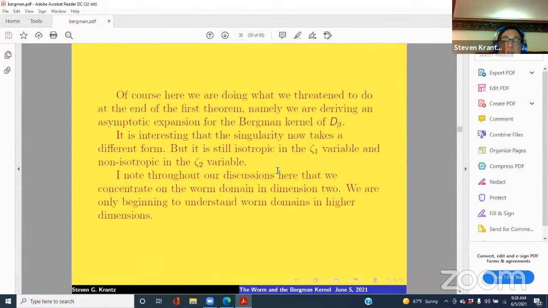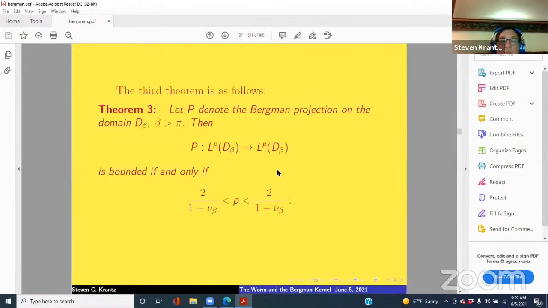And I should emphasize here that everything I say about the worm is going to be about the classical worm in dimension 2. It's a current matter of study to understand worms in higher dimensions. Marco and I and Katerina are studying this. David Barrett and his collaborators have been studying it. But there's still a lot to learn about higher dimensional worms. So everything I'm going to say today is going to be about 2-dimensional worms.